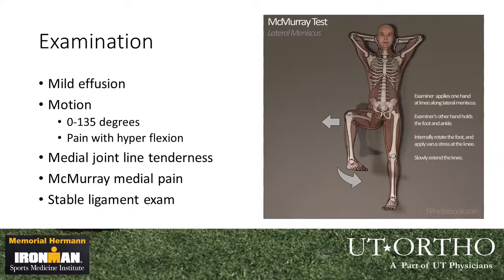He has a mild effusion. His motion is normal, but pain with hyperflexion. He has medial joint line tenderness. McMurray is positive for pain on the medial side, and his ligamentous exam is stable.